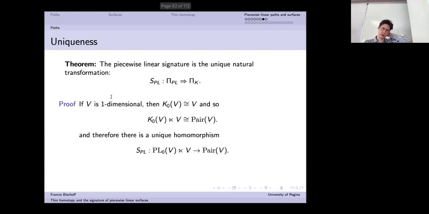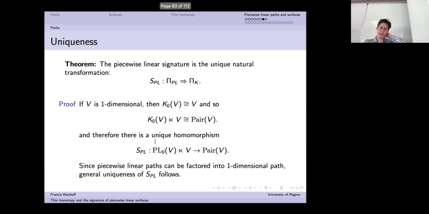The argument is very simple, because when V is one-dimensional, the free Lie algebra is abelian, so it's just V, and so its integration is V. So this group here just becomes V. And so this action groupoid is just a pair groupoid. And there's a unique homomorphism from any groupoid to the pair groupoid. And then piecewise linear paths can be factored into one-dimensional paths.